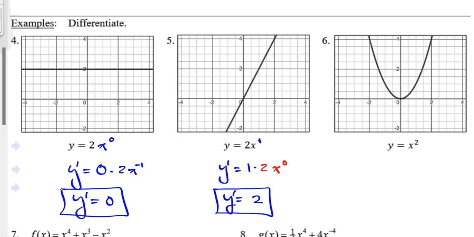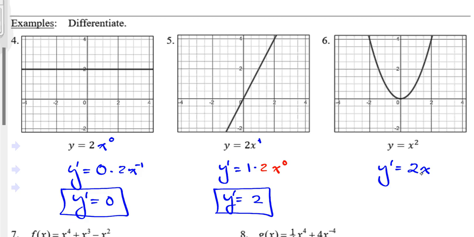Number 6, this one we already did on the previous page. We found the derivative is 2x. So let's think about if we were going to sketch the graph of the derivative. So don't think of the 2x, but just think of this function.